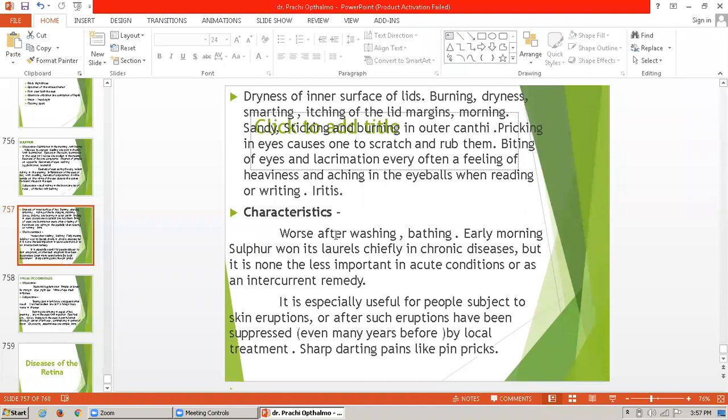Characteristics of Sulfur are, it is worse after washing, bathing, and in the early morning. Sulfur won its laurels chiefly in chronic diseases, but it is nonetheless important in acute conditions or as an intercurrent remedy. So Sulfur is especially useful for people subject to skin eruptions or after such eruptions have been suppressed, even many years before, by local treatment, and sharp darting pain like a pin prick.